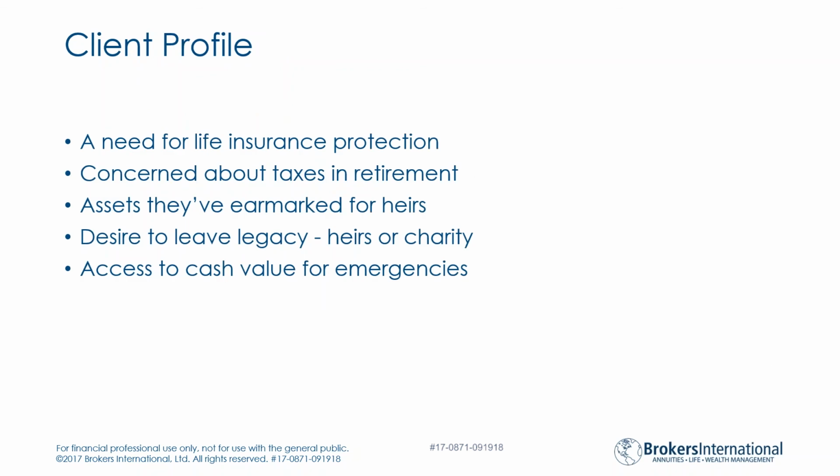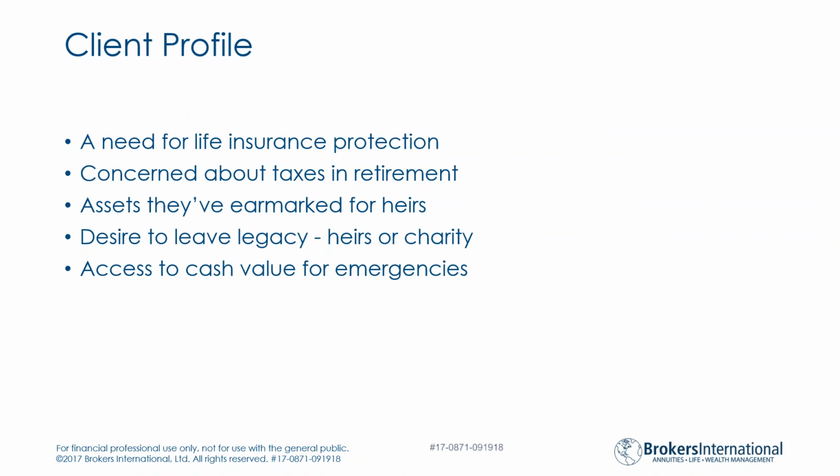So who's a good client for an annuity or IRA optimization? Well, of course, the client is going to have a need for life insurance protection. They may be concerned about taxes in retirement. They may have IRAs or annuity products that they don't believe they will need for income. With that, they may have a desire to leave a legacy, and that might be for children or maybe a favorite charity or sometimes both.